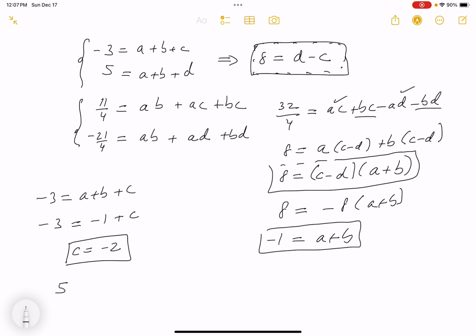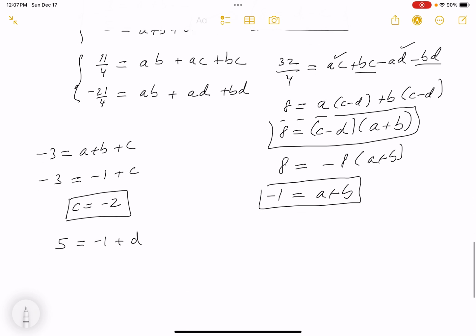That's nice. Now, I could probably do the other one too now, right? So it's 5 equals A plus B, which is minus 1, plus D. Again, we're using simple equations, by the way. And what's D going to be? D is going to be minus 4. I'm sorry, D is going to be 6. Because minus 1 plus 6 is 5.